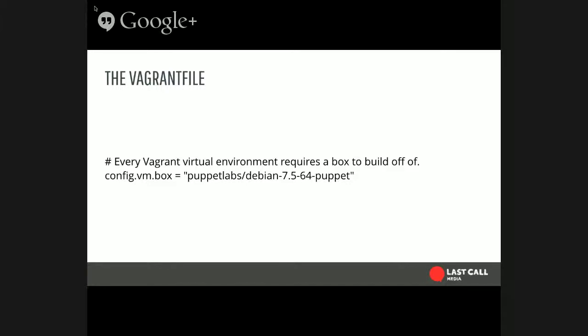Now, this is a little bit tricky. Recently, something has been released called Vagrant Cloud, which allows you to find base boxes very easily. And what you're seeing here, this puppetlabs/debian-75-64-puppet, is actually a reference to a box that's hosted on the Vagrant Cloud. I'm going to talk a little more about that later.